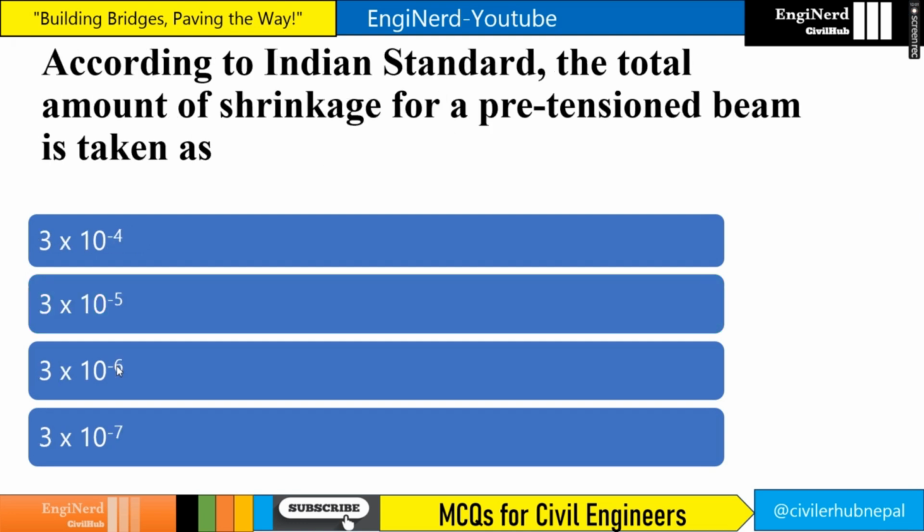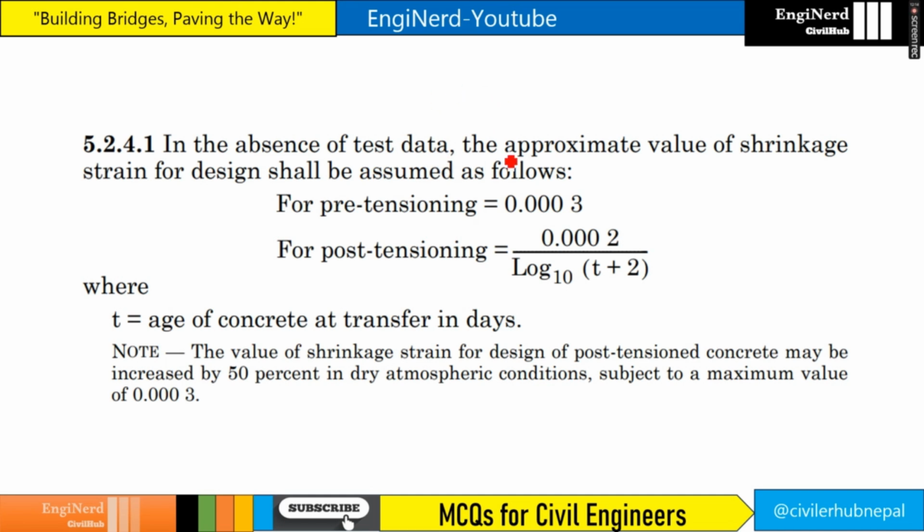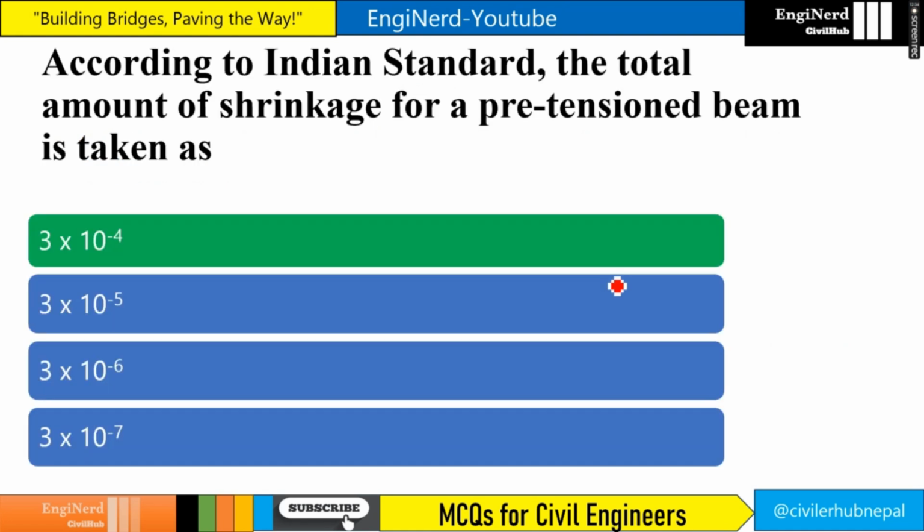Next, according to the Indian standard, the total amount of shrinkage for a pre-tension beam is taken as 0.0003, right? So let's see. In the absence of test data, the approximate value, this is from the IS code, of shrinkage strain for design shall be assumed as, for pre-tensioning, 0.0003, that is 3 into 10 to the power minus 4, and for post-tensioning this is the value. So our answer is 3 into 10 to the power minus 4.